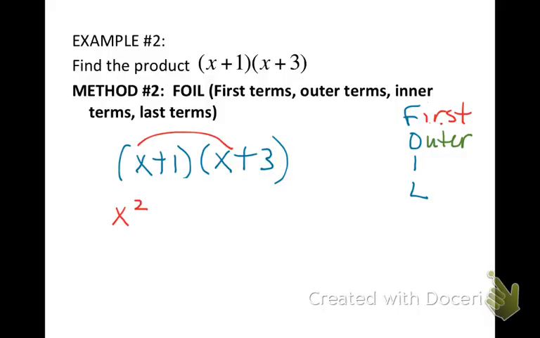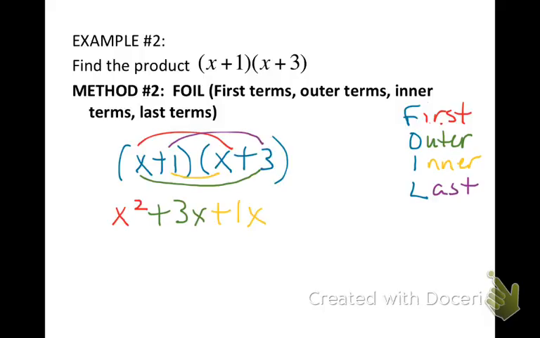So I'm going to draw that line underneath. The outer terms are the ones on the outer edges. So x times 3. I stands for the inner terms. So that's here, 1 times x is 1x. And then finally, last stands for the last terms in each expression. So 1 times 3, which will be positive 3.